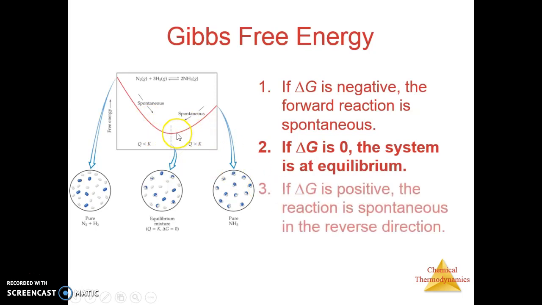And then if delta G is positive, that means the reaction is non-spontaneous for the forward. It must be spontaneous for the reverse. So at this lowest point is where you have the equilibrium. And notice we've got K's and Q's here. We're going to get to that probably on the next set of slides that we take a look at.